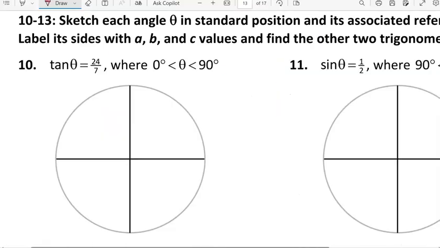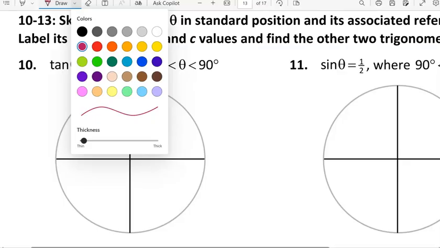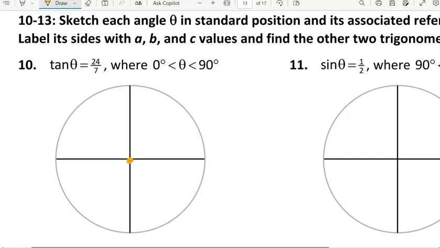In 10 through 13, we're sketching an angle in standard position with its associated reference angle, labeling the sides with A, B, and C values, and then finding the other 2 trig ratios. So let's start with the angle itself, which has an initial side on the positive x-axis, and if this angle is between 0 and 90 degrees, then its terminal side will fall somewhere into quadrant 1. So theta is this directed angle right here.